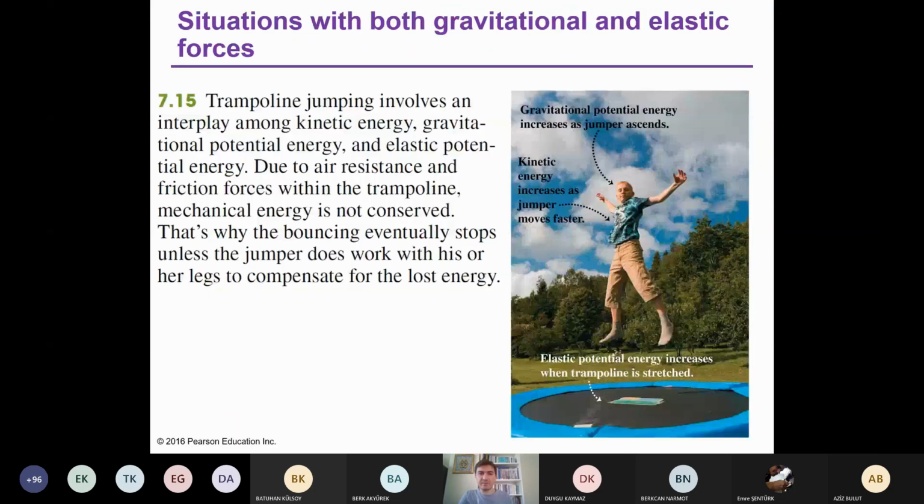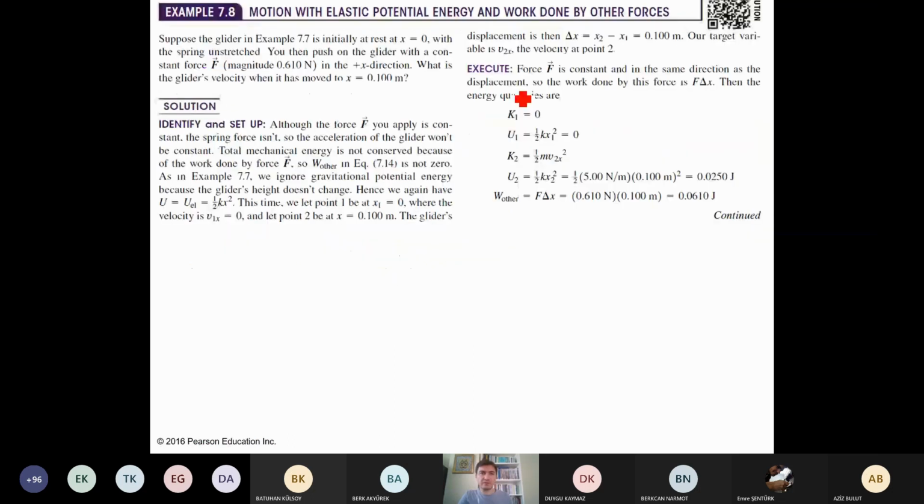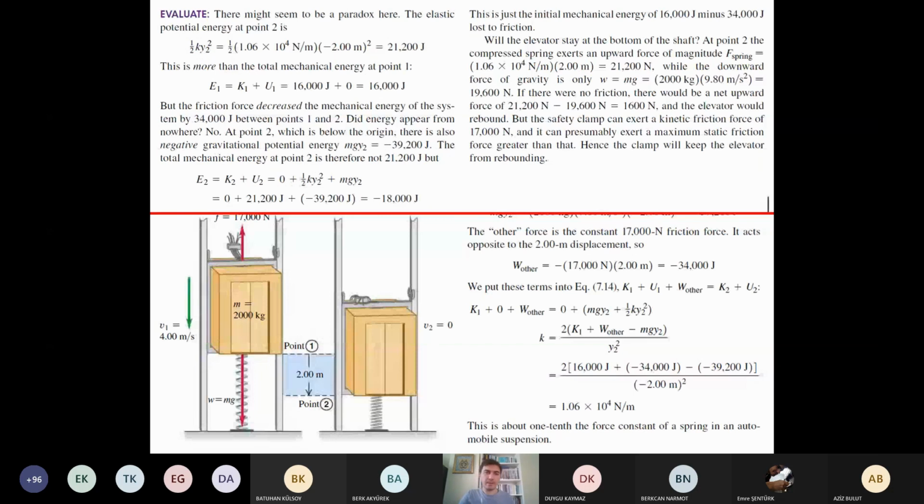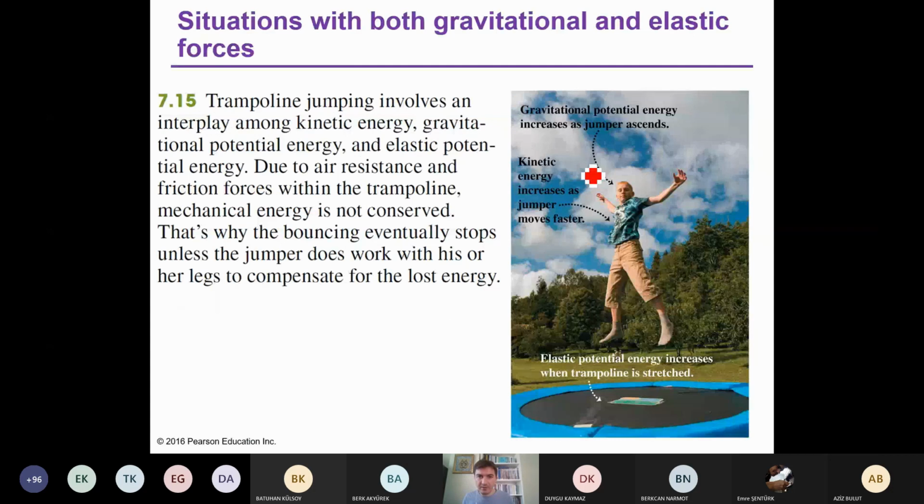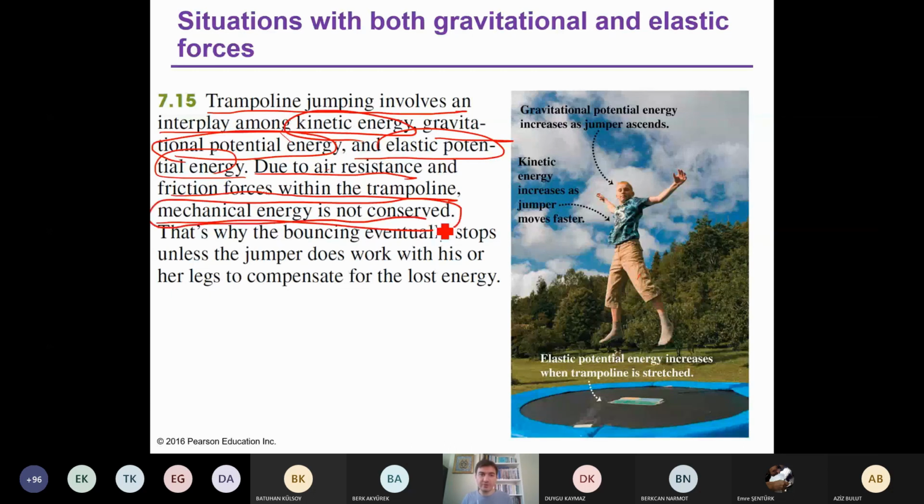And now let me discuss this example, and then I will continue with 3 examples from the book, and then I will finish. Here you see a trampoline and you see a child. So what kind of forces act on this child and what kind of energies you have to consider within the energy equation? Trampoline jumping involves an interplay among kinetic energy, gravitational potential energy, and elastic potential energy. Due to air resistance and friction forces within the trampoline, mechanical energy is not conserved. That's why the bouncing eventually stops unless the jumper does work with his or her legs to compensate for the lost energy.